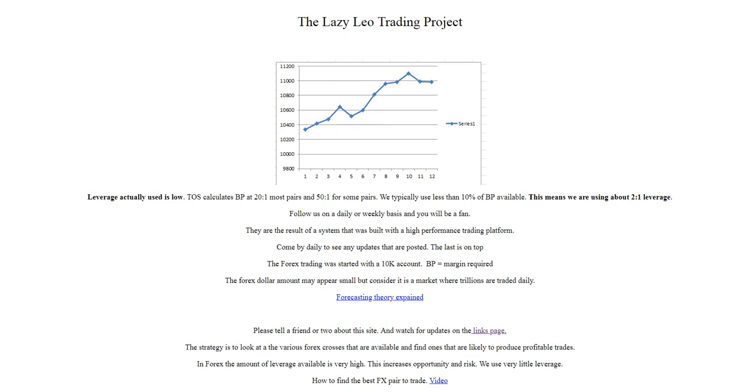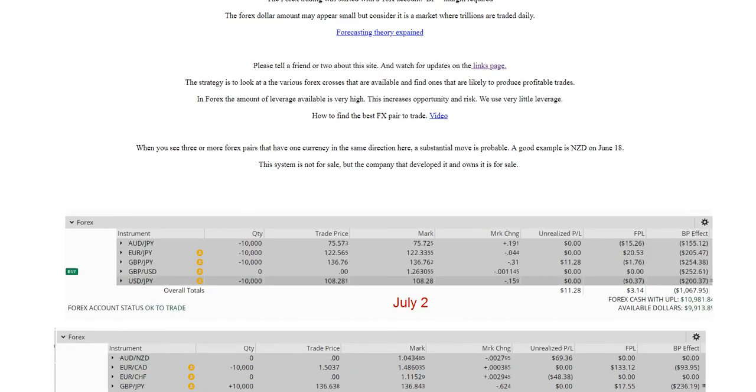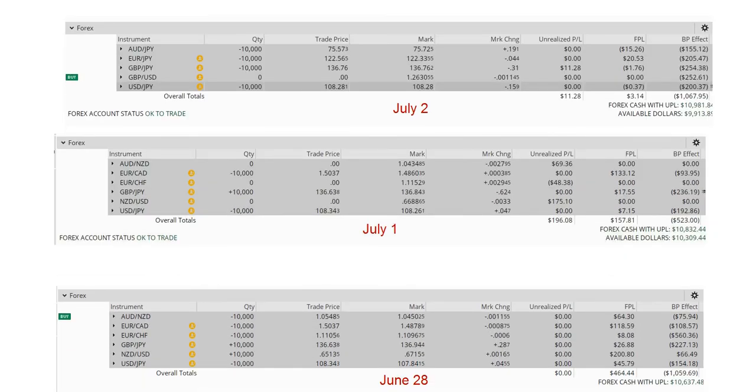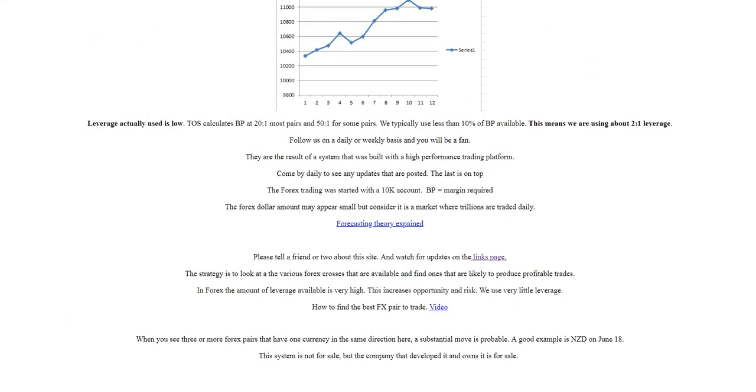So if you look over here, you see the calculation as to how much buying power is used. Okay. And typically what you notice is Leo uses less than 10% of the necessary or available buying power, which means his leverage is only about 2 to 1. That's why he makes such little money.